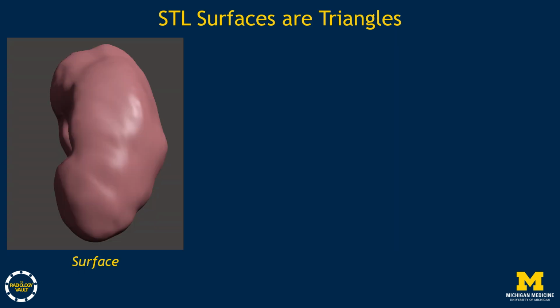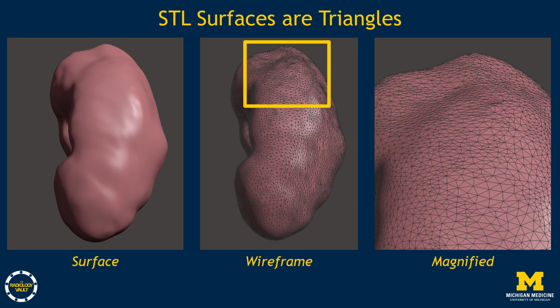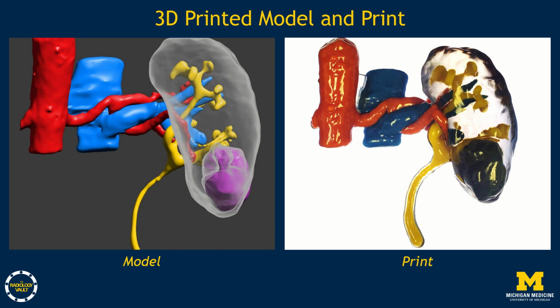The STL surfaces are all made of small triangles, as shown in this kidney picture. When I show the triangles on this wireframe image and a zoomed up image, you can see that each of these surfaces is created by triangles of different size and shapes. The 3D printed model and print are shown here as an example.